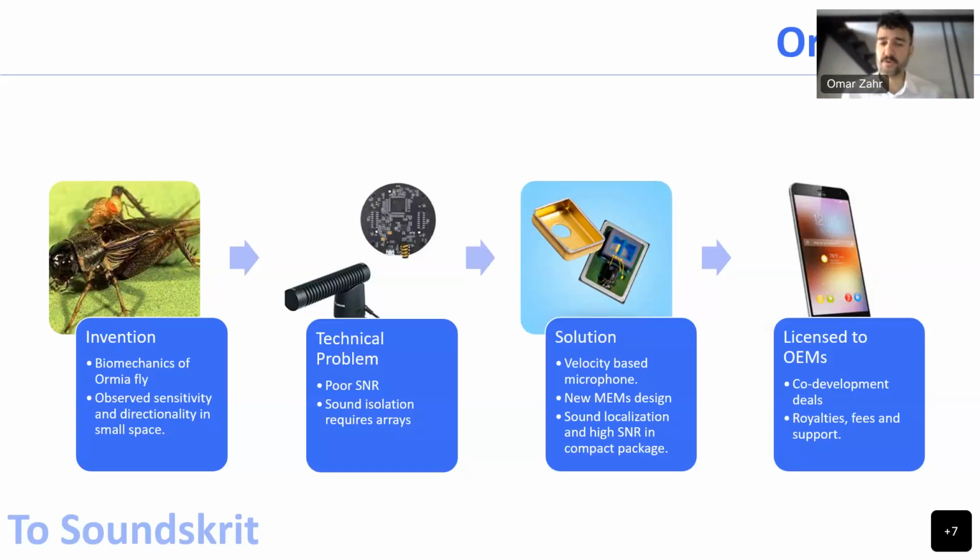If we move into the market problem, it's that we want to be able to build directional microphones that we can fit into small devices, that we can make, for example, our iPhones much more effective at telecommunication, at conferencing, or at localizing where our voices are.